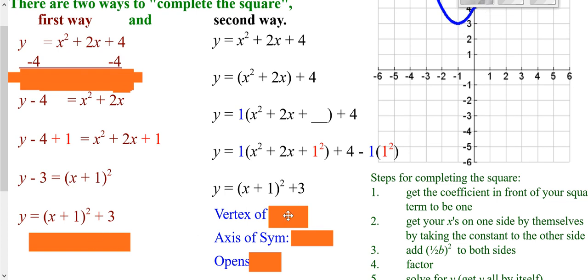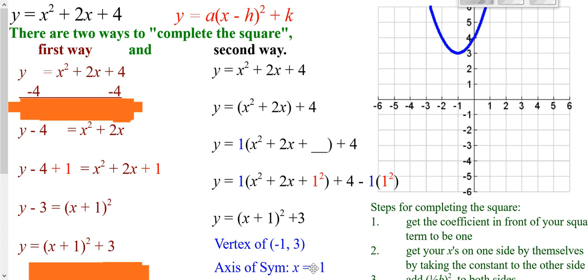Your vertex is always opposite of what's in the parentheses, same as the outside. Axis of symmetry is always x equals whatever your x coordinate is, and because it's positive in front, we open up. Then we could graph it by going to your vertex, then go over 1, over 1, up 3, and so on.